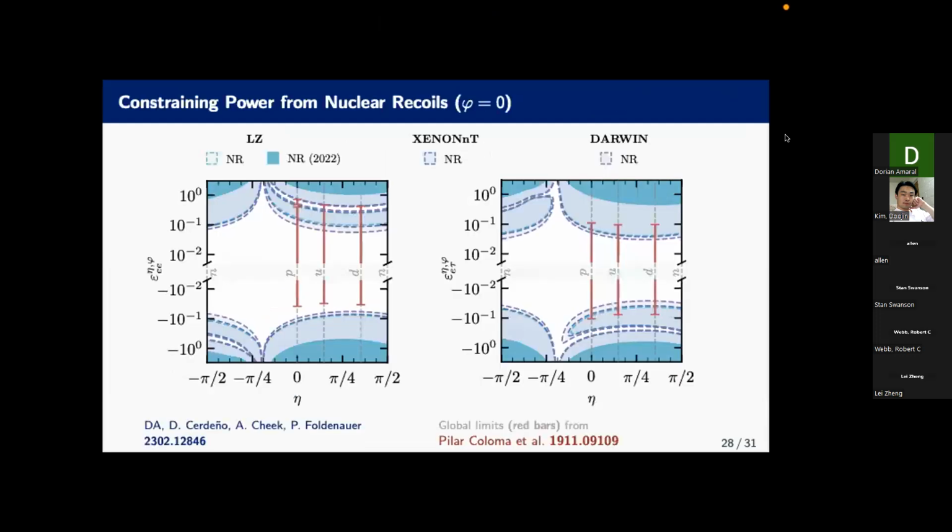So this is the money plot first. This is again epsilon EE and epsilon E tau, and we're now drawing limits in this parameter space.